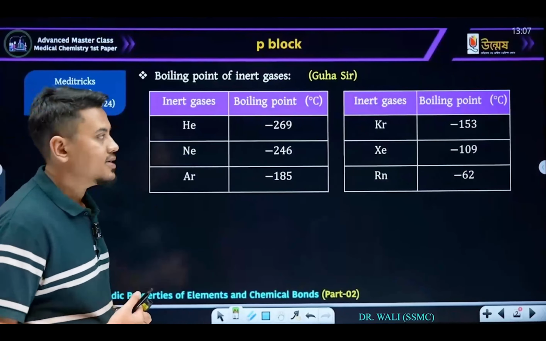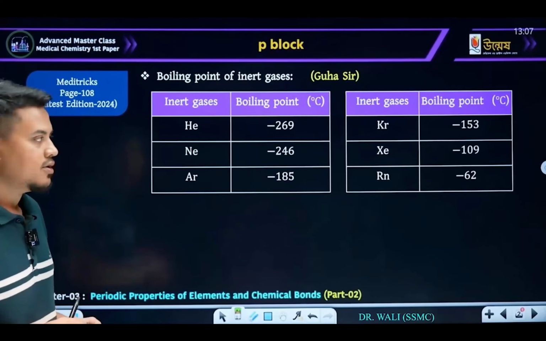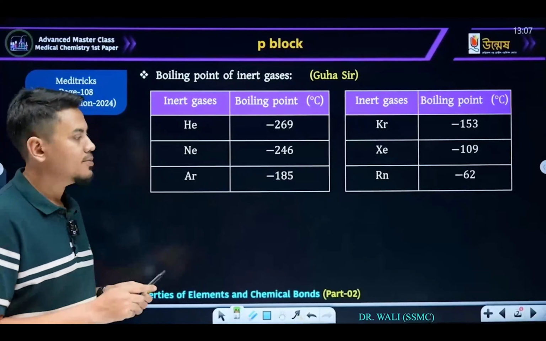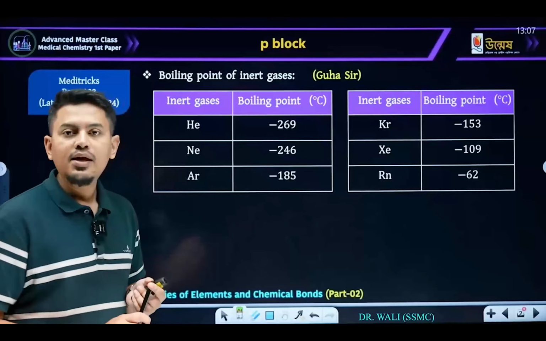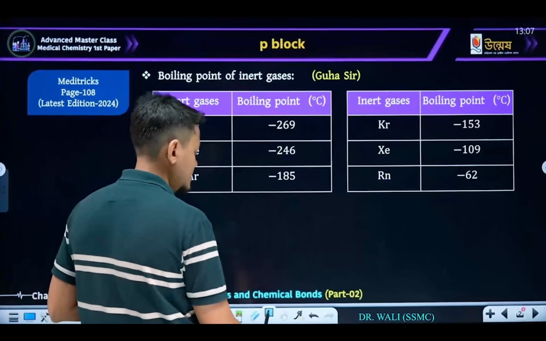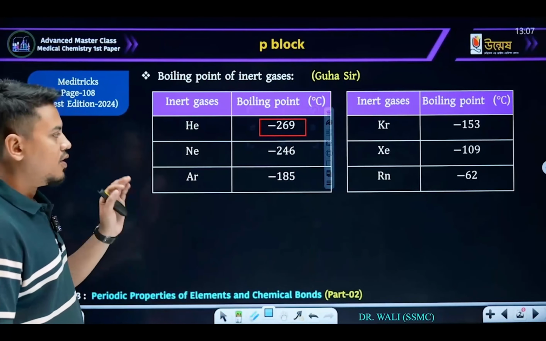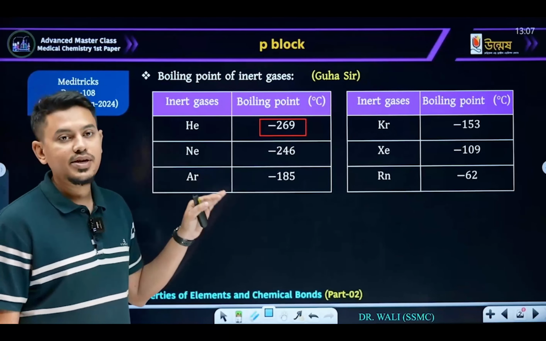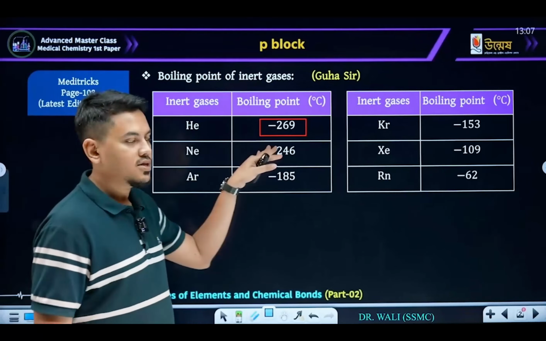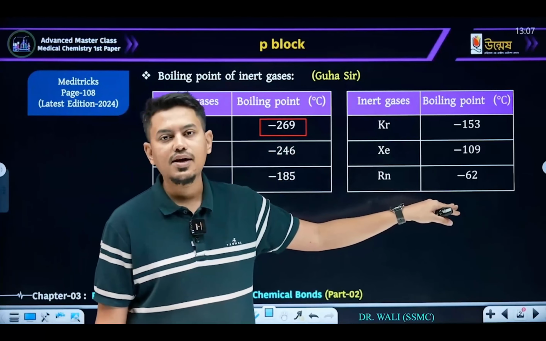In the first slide, regarding P block, there are some boiling points of inert gases. Are all of them important? No. Do we have to remember all of them? No. What should we learn at least? I'm marking those as red. You should memorize the boiling point of helium, and you should know that the boiling point increases from top to bottom, even though the digit gets lower, but remember there is a minus sign in front of them.